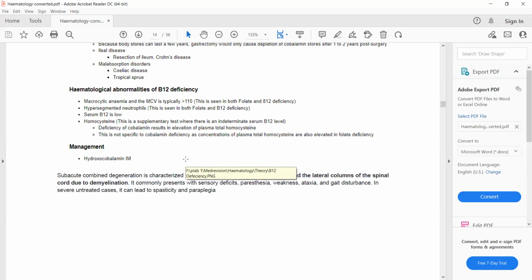There are two ways by which you can differentiate. If in the scenario they mention that the person is vegetarian, then the deficiency will most likely be vitamin B12 deficiency. And if he is non-vegetarian, then it will be folic acid deficiency. And if neurological symptoms and signs are present, then it will be B12 deficiency. And if they are not present, then it will be folic acid deficiency.